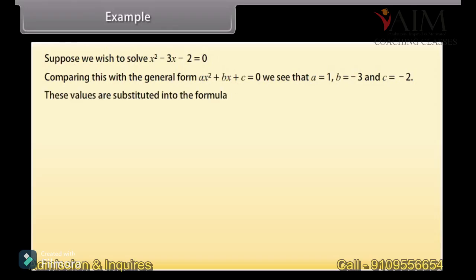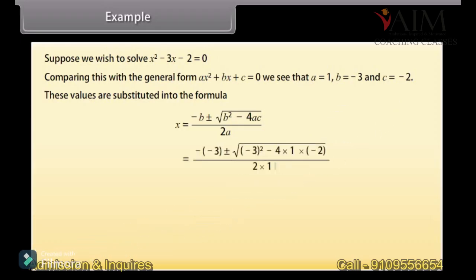These values are substituted into the formula. It becomes x = (−b ± √(b² − 4ac)) / 2a, which is equal to (−(−3) ± √((−3)² − 4 × 1 × (−2))) / (2 × 1). By calculating it, we get (3 ± √17) / 2. These solutions are exact.